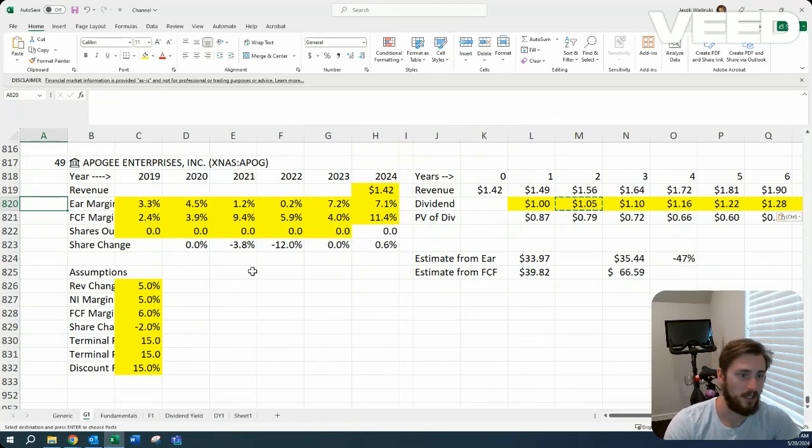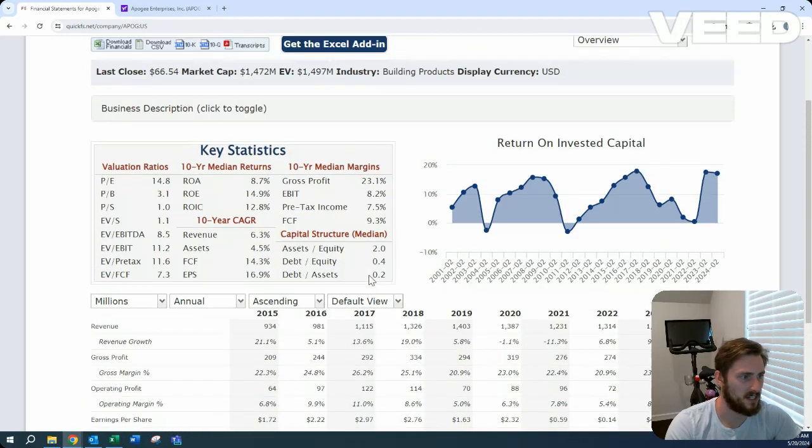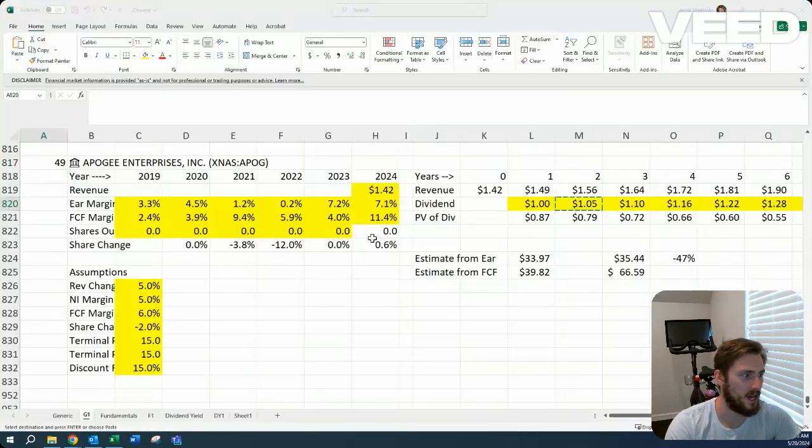I think that, you know, I'm looking at good numbers here, great increasing margins, good positive revenue growth, and good return on invested capital, but it still just looks a tad expensive for me at this price. I definitely want to get it a little bit cheaper.